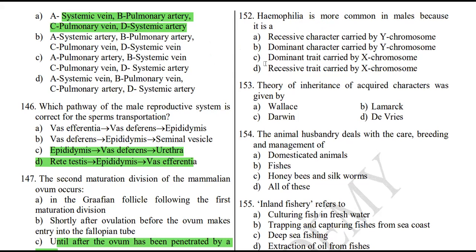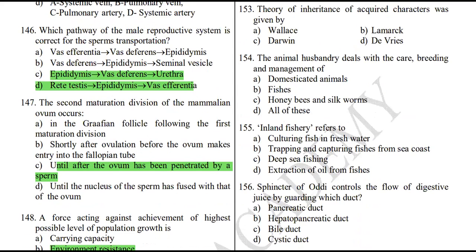The next question: the theory of inheritance of acquired characters was given by which of these people? Okay. So what Lamarck said is that giraffes' necks were taller because the tree was literally high. When they wanted to eat the leaves, they were literally stretching their necks. So he thought that it is an acquired character, and that the same acquired character passes from one generation to another. So he was talking about the theory of inheritance of acquired characters in order to reach the higher levels of a tree. That is mainly based on Lamarck.